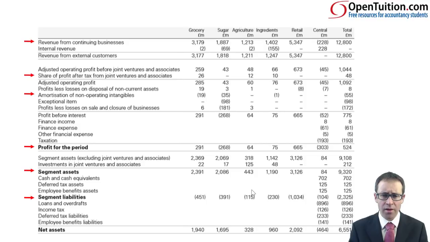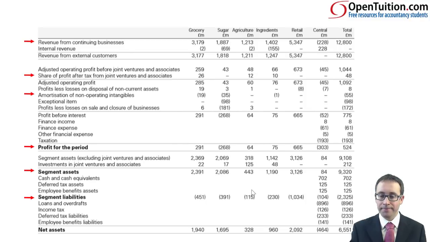Other non-cash item that you've got there, just thinking about group accounts, I suppose, is the share of profit after tax from joint ventures and associates. So you can see there that grocery, agriculture, and ingredients all have, if you like, an element of an associate or a joint venture.